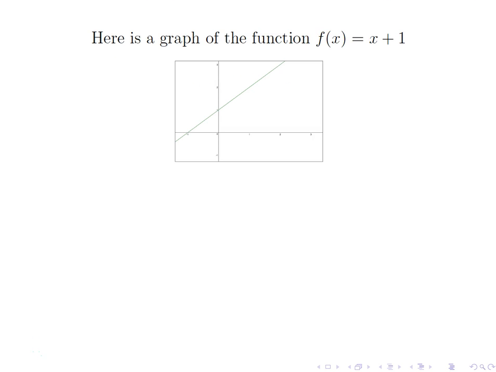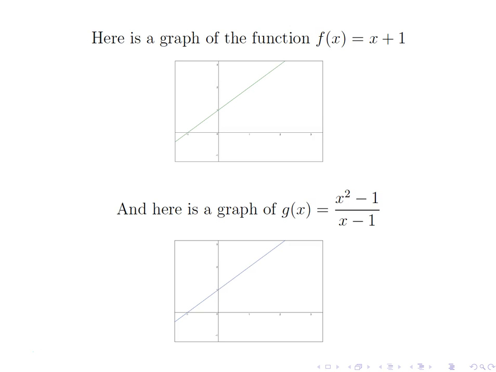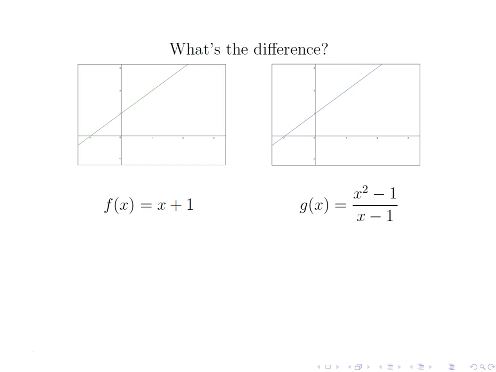First of all, we are going to look at the function f of x equals x plus 1. And we are going to compare this function to g of x, which equals x squared minus 1 divided by x minus 1. Although algebraically these two functions look different, their graphs look identical. So, what is the difference?